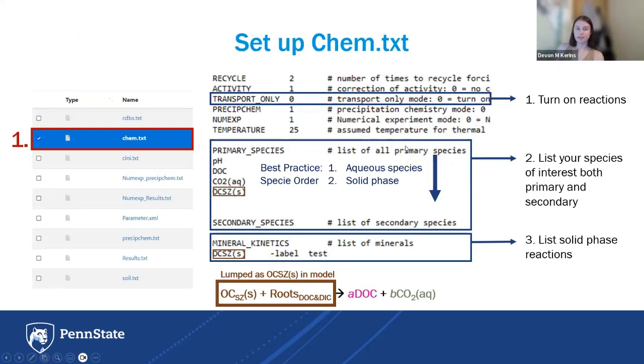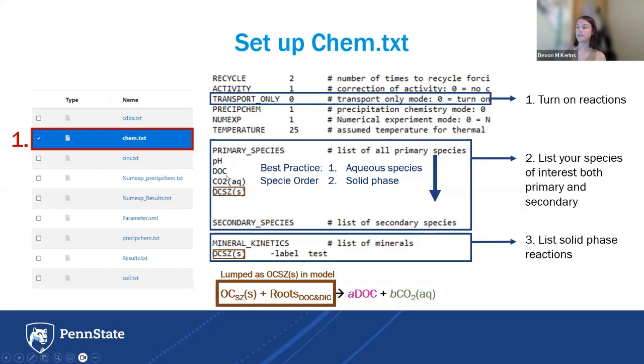Okay, so now that we've identified our primary species, we can list them within our chem.txt file. And just one note is we always have to make sure that we include pH as a primary species. That's just a requirement of the model. So we always have to include pH. You can just put pH this way. You could also put a hydrogen ion as well, H+, but I like pH.